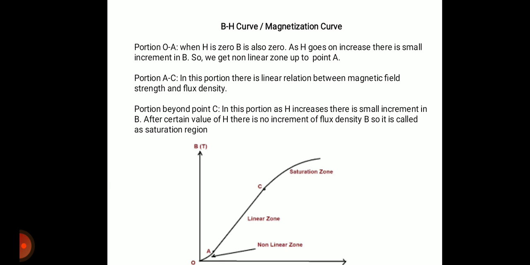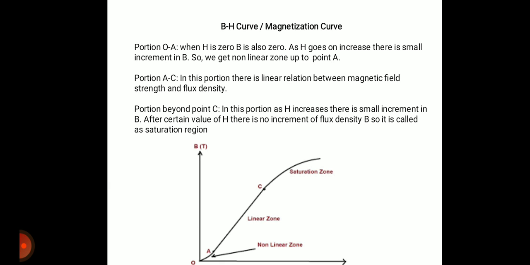Let us understand that graph from 0 to A. At the value of H equal to 0, or if the value of magnetic field strength is 0, the magnetic flux density is also 0. As H starts increasing, there is a small increment in the value of B. Up to the point A, it is called the non-linear region. For a large increment in the value of H, there is a small increment in the value of B, so it gives us the non-linear zone from O to A.